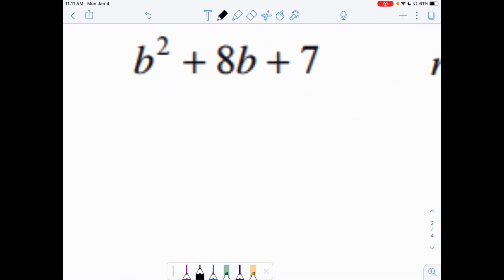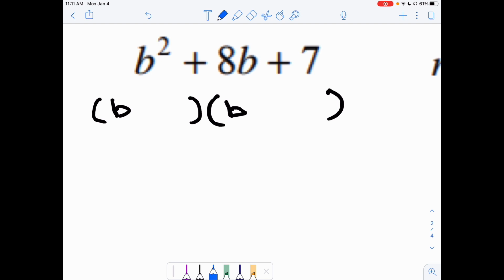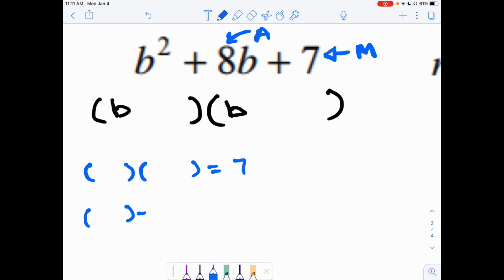So let's try an example. Our trinomial is b squared plus 8b plus 7. So I'm going to set up my binomials. I know the b squared was created from b times b. I know this 7 came from multiplication, and this 8 was created through addition. So it's kind of like a puzzle. I need two numbers that multiply to equal 7 and add to be 8.